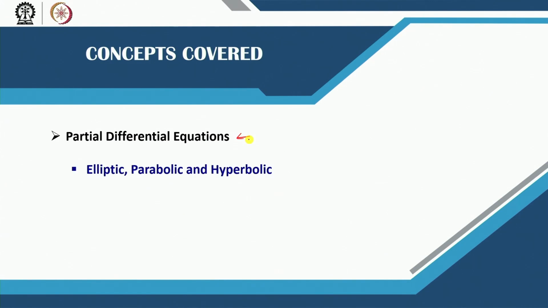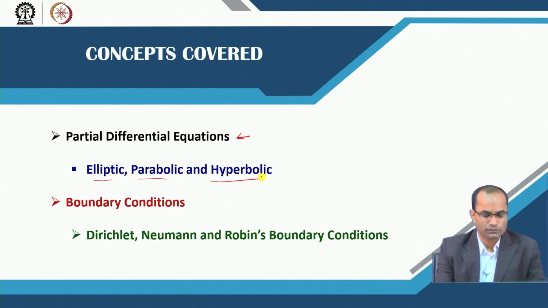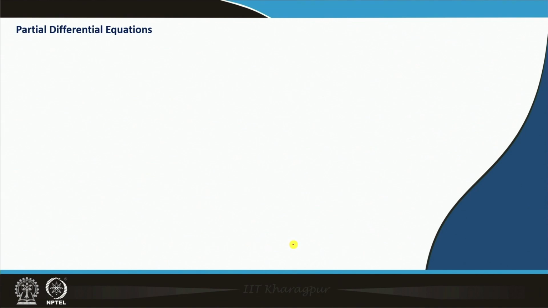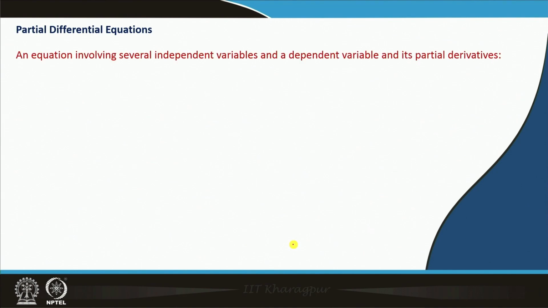Basically, there are 3 types of such differential equations. They are the so-called elliptic, parabolic and hyperbolic, and then later on I will explain what type of boundary conditions are used to define problems which are explained by these partial differential equations. There are 3 types of boundary conditions again: Dirichlet, Neumann and Robin boundary conditions. So, coming to the partial differential equations.